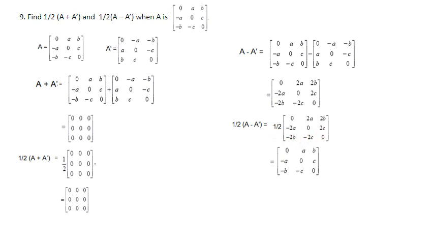1 by 2 into 2c, the 2 cancels, you will get c. 1 by 2 into minus 2b, again the 2s cancel, you will get minus b. 1 by 2 into minus 2c, the 2s cancel, you get minus c. 1 by 2 into 0 gives a 0. So this is the final answer. We'll move on to the next question.